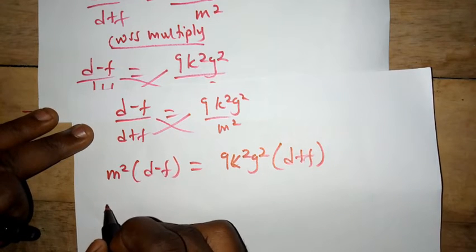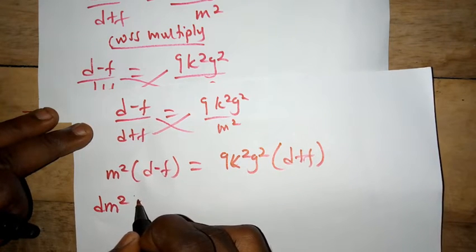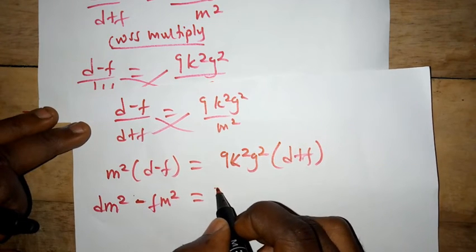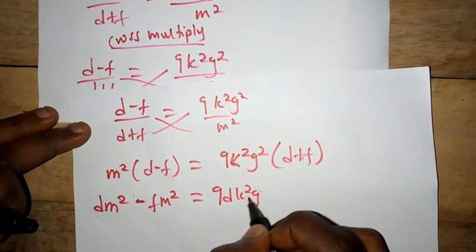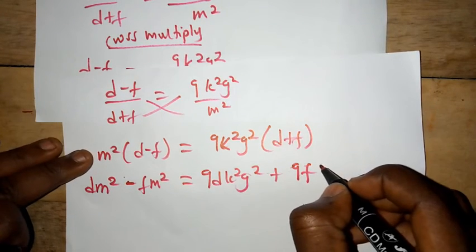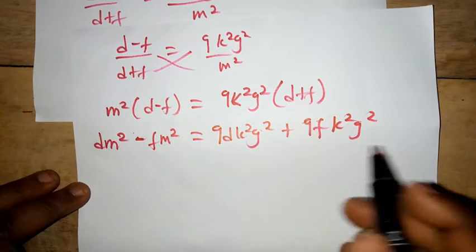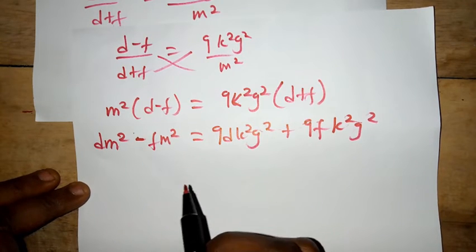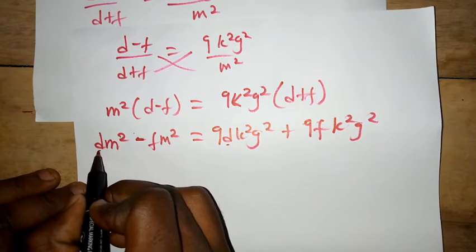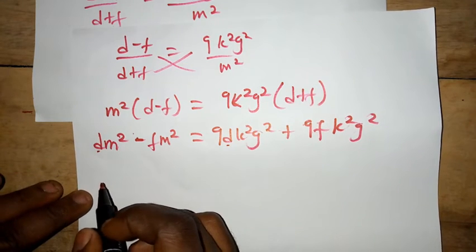So let's multiply. So we have dm squared minus fm squared, and we have 9dk squared g squared plus 9fk squared g squared. Now in this situation we are looking for the value of d, because we are supposed to make d the subject. Now we have d here, we also have d here. So now what we'll do is to group like terms.